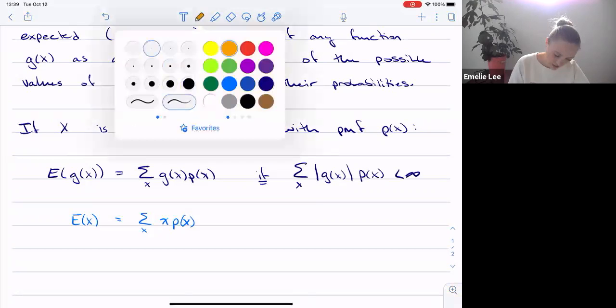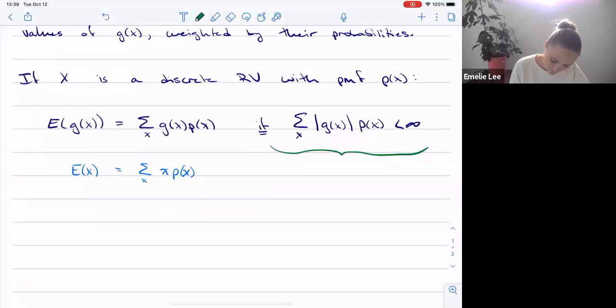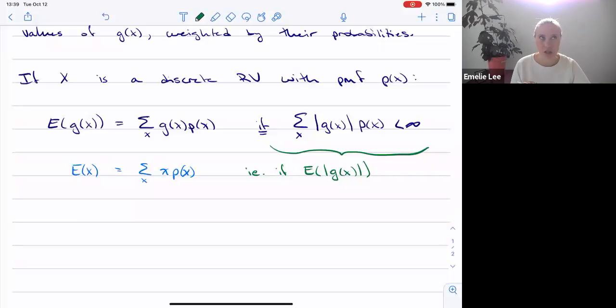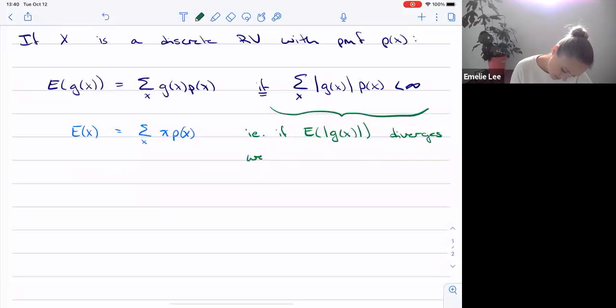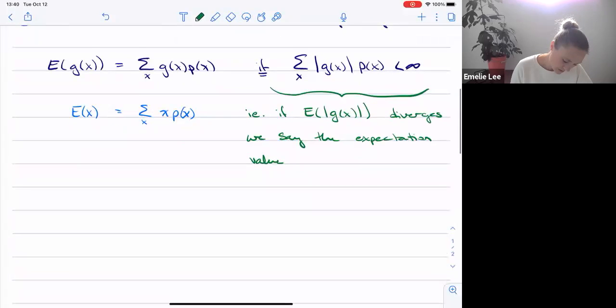That is to say that if the expected value of the absolute value of G of x, you want to keep track of those brackets, G of x inside absolute brackets, inside brackets of the E of x. So if the expectation of the absolute value of G of x diverges, meaning that it goes to infinity, we say the expectation value does not exist.